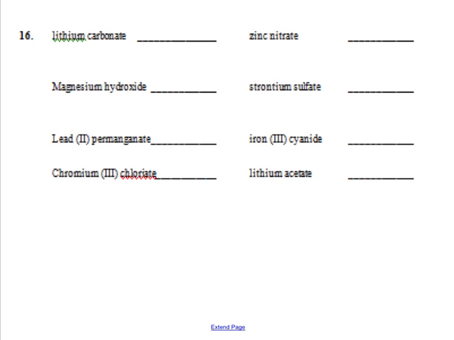Okay, so now we're going to go the other direction. We have lithium being what charge? +1. Carbonate is what? CO3 -2. So what's my formula? Li2CO3.